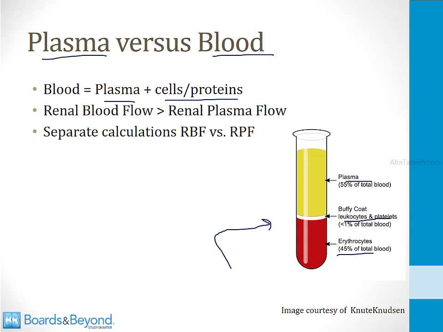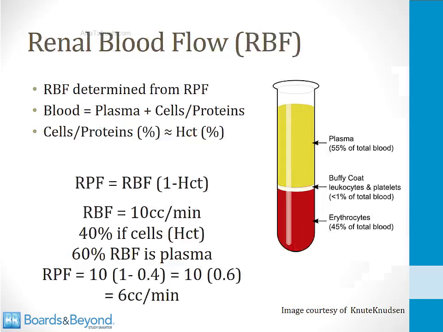For this reason, the renal blood flow is greater than the renal plasma flow, and there are separate calculations to convert a renal plasma flow, like we determined with PAH, into a renal blood flow that includes the flow of the red blood cells. The way that renal blood flow is determined from renal plasma flow is by using the hematocrit. Blood, as I told you on the last slide, is plasma plus cells and proteins, and the percentage of blood that is cells and proteins is roughly equal to the hematocrit, and the hematocrit is an easily obtainable number in clinical practice.